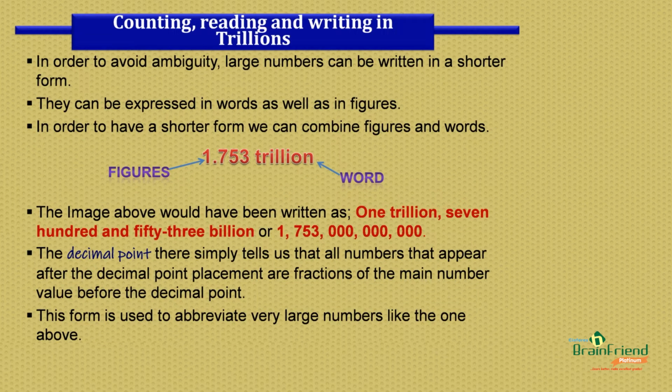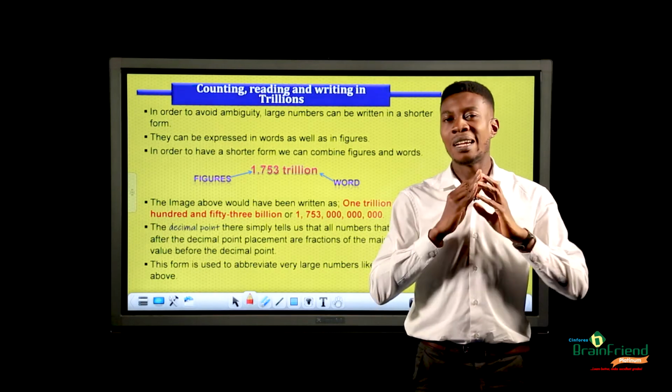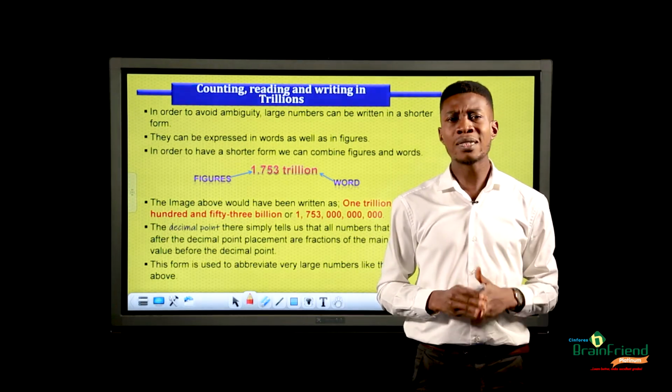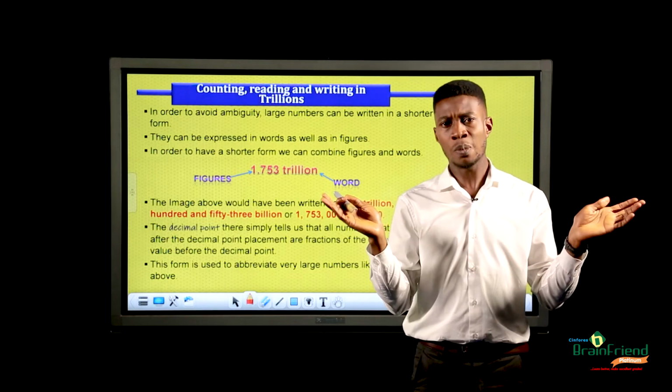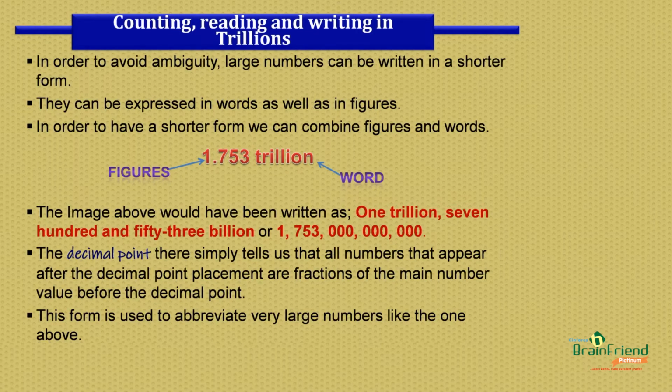To make counting, reading or writing large numbers easy, there's a shorter method to present large numbers. This method combines words and figures. Let's find out how this method is used. Here is a number: 1.753 trillion. The first part of this number is made up of figures, and the second part is made up of a word. So we can express a very large number in a short form like this. Now let's find out how this number can be expressed in figures as well as in words.